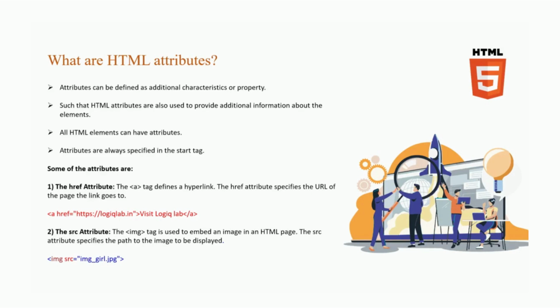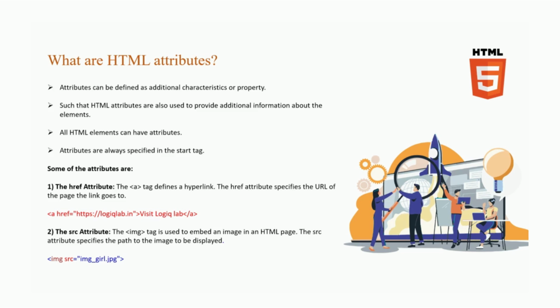HTML attributes. Attributes can be defined as additional characteristics or properties. HTML attributes are used to provide additional information about the elements. All HTML elements can have attributes. Attributes are always specified in the start tag. Some of the attributes are the href attribute, where the A tag defines a hyperlink. The href attribute specifies the URL of the page the link goes to. You can see the example here.